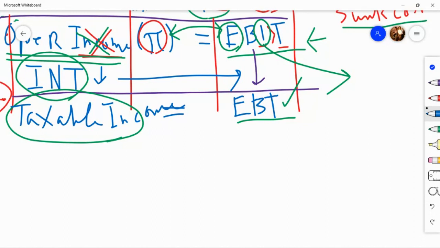So then think about it. It's earnings before taxes, right? It's earnings before taxes. Then what should come next? What must happen next? Earnings after taxes? No. How can you have earnings after taxes? To have earnings after taxes, what must happen before that? This is just logic. Think about it.